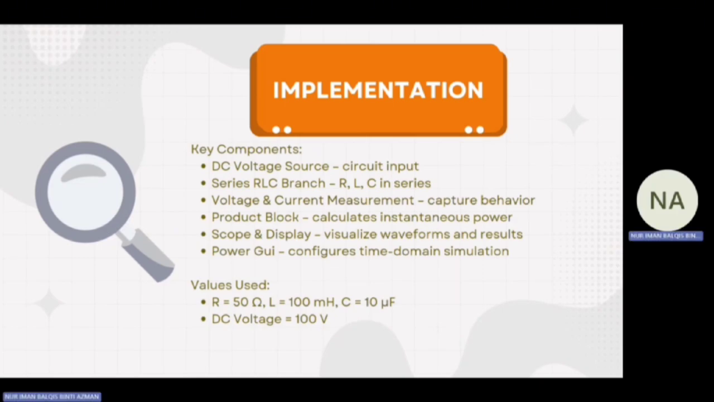We use a product block to calculate the power by multiplying voltage and current. The scope and display blocks help us visualize the waveform and power output. We use typical values, which are R equal to 50 ohms, L equal to 100 millihenries, and C equal to 10 microfarads, and a 1000 volt DC source. The powergui block was added to run the time domain simulation properly.